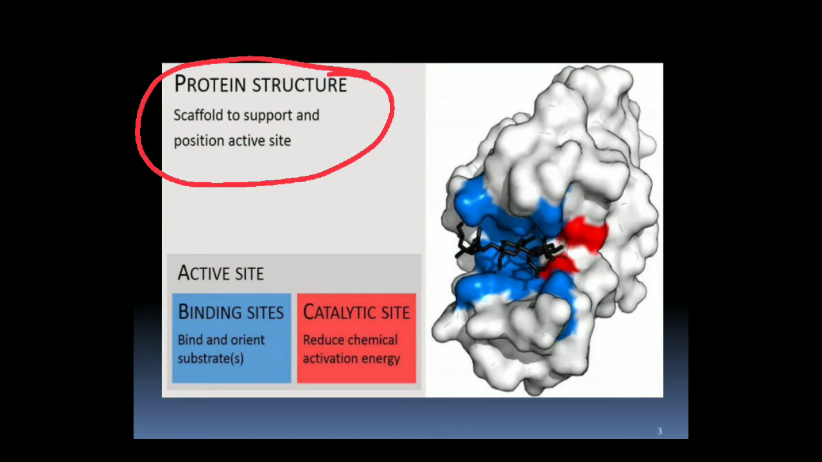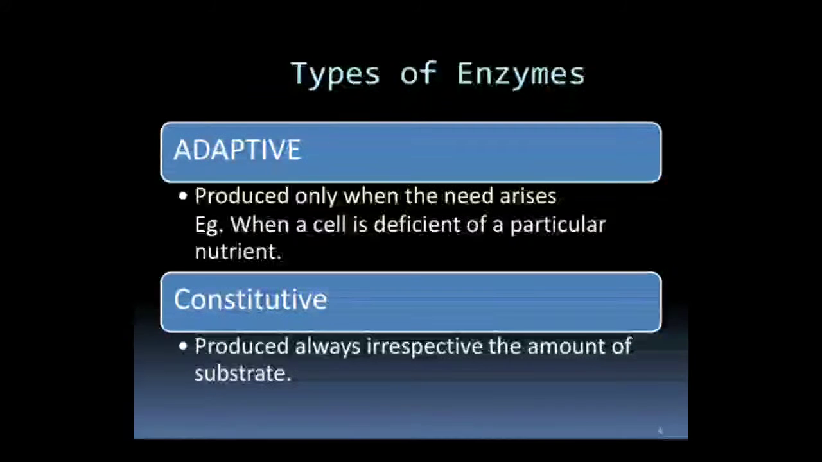Okay. Now, which are the active sites? There are two types of active sites. One is the binding site, another one is the catalytic site. The binding sites are shown in blue color, and you can also see this black colored substrate has already been attached to it, and the catalytic site is shown in red coloration.